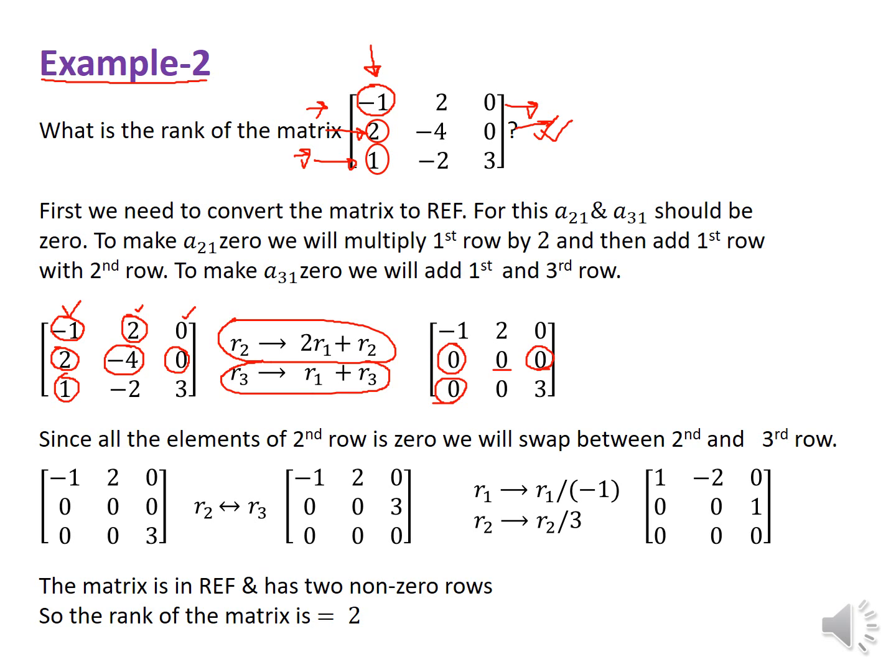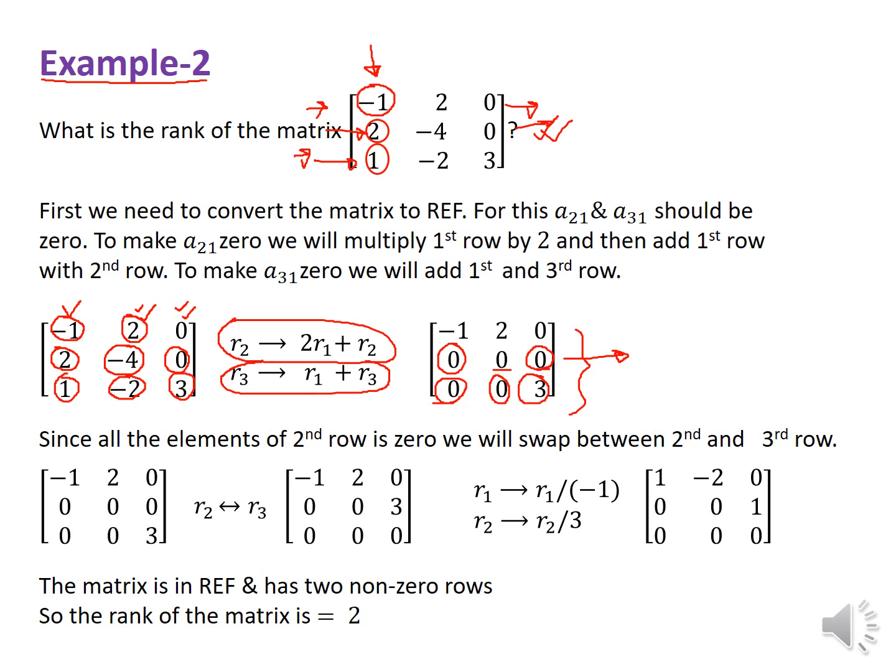Again, the second element of the first row is 2, and the second element of the third row is negative 2. If we add them, we will get 0 as the new second element of the third row. The third element of the first row is 0, and the third element of the third row is 3. So adding 0 plus 3, we get 3 as the new third element of the third row. From this matrix, we see that the second row is totally 0, that means all the elements of the second row are 0.